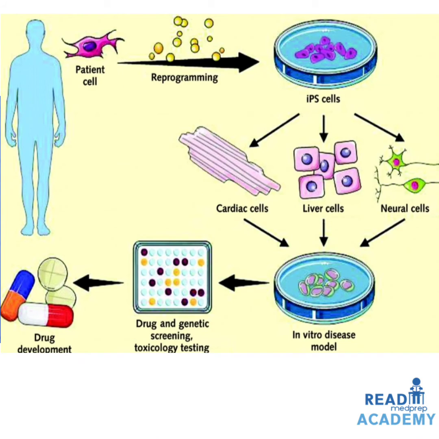Here you can see the usage of stem cells in drug development, where the patient's cells are taken and programmed, and the pluripotent stem cells are cultured, which can be helpful in producing different types of unipotent cells like the cardiac cells, the liver cells, and the neural cells.